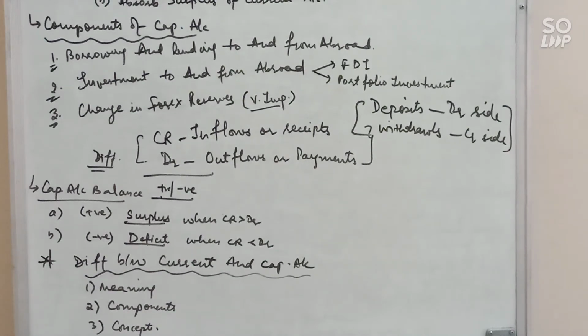Components. Current account has 4 components: import and export of visible items, invisible items, unilateral transfers, and income receipts and payments. And the components of capital account are borrowing and lending to and from abroad, investment, and change in foreign exchange reserves. Concept. Current account is a flow concept and capital account is a stock concept. Clear to you? Thank you.